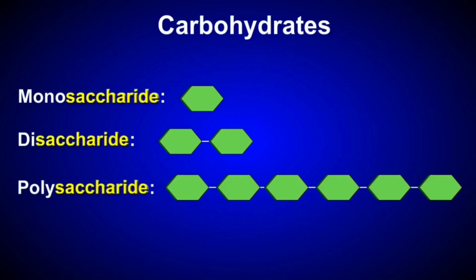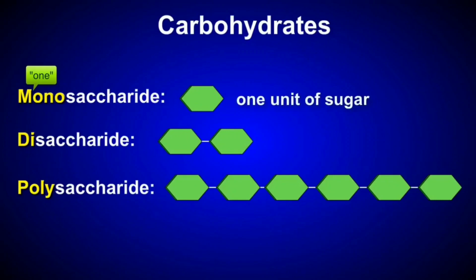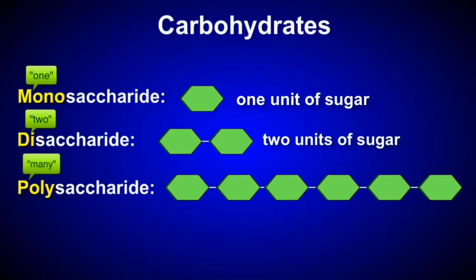The term saccharide is just another word for sugar. The prefixes mono, di, and poly refer to the number of sugars in the molecule. Mono means 1. So monosaccharide is a carbohydrate made of 1 unit of sugar. The prefix di means 2. So the disaccharide is a carbohydrate made of 2 units of sugar. And poly means many. So polysaccharide is made of many sugar units bonded together.